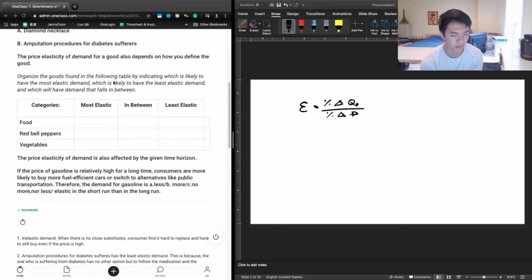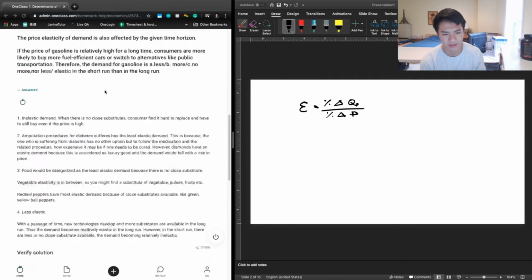Because when we go to the third option, which is red bell peppers, this is a very specific and narrow category of food, and so it's going to have a lot of substitutes. You can think of green bell peppers or yellow bell peppers as substitutes, and it's also not that necessary. We don't need to eat red bell peppers the way we need to eat food. That's going to make it the most elastic, because a price change would probably let us pick a lot of other things rather than just red bell peppers.